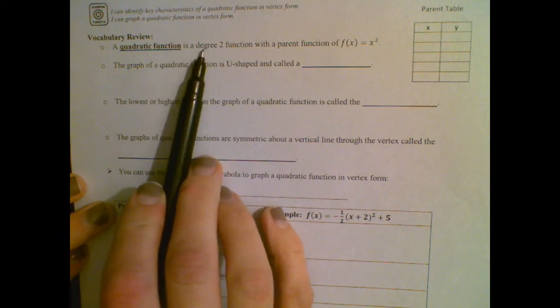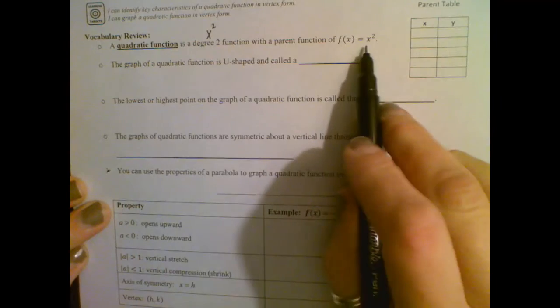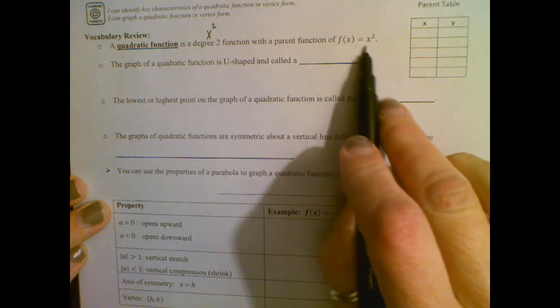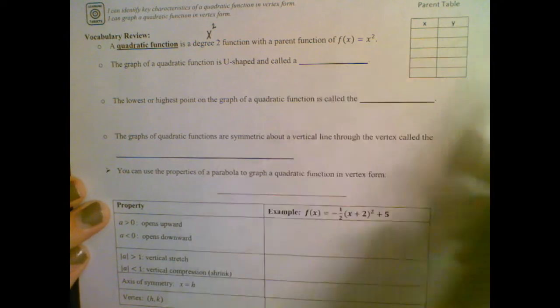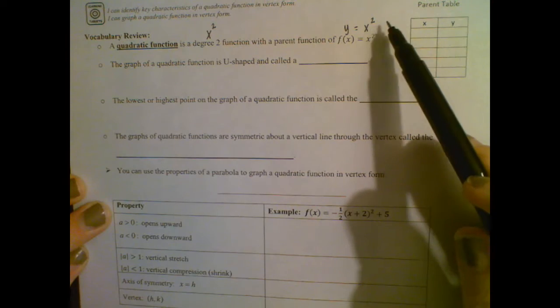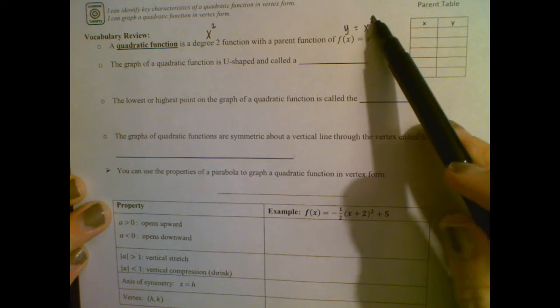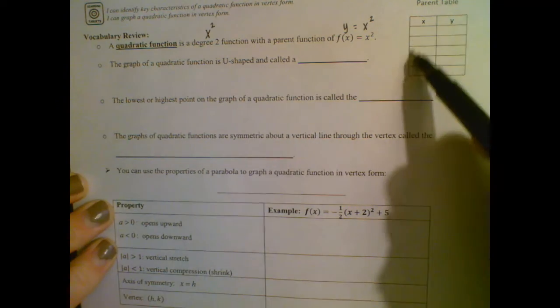Quadratic functions are degree 2 functions, meaning that we're going to have an x to the power of 2 somewhere in our function. This is the most simple quadratic function that you could graph. That's just f of x equals x squared, or y equals x squared. And what we want to do with this simple function is create a parent table of values for our quadratic function. We had one for the absolute value function.